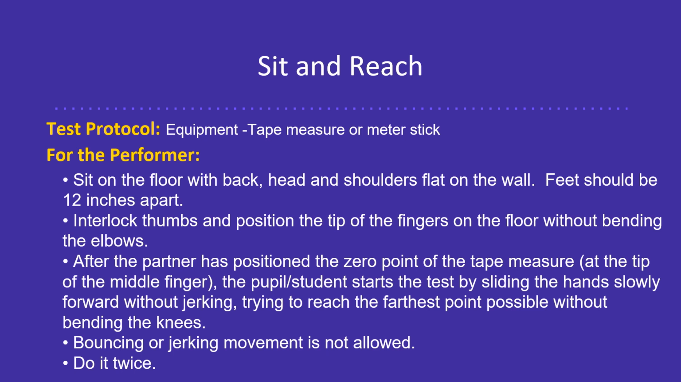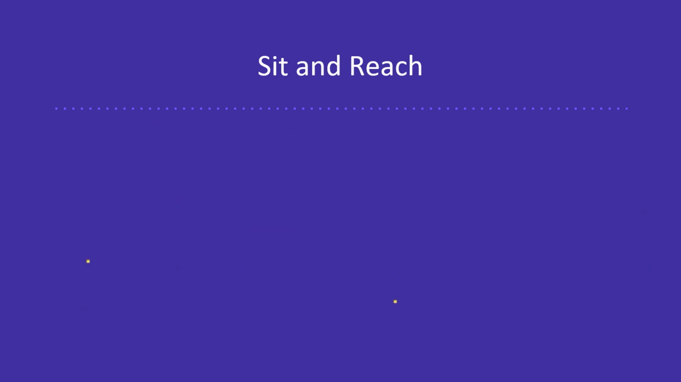After the partner has positioned the 0 point of the tape measure at the tip of the middle finger, the pupil or student starts the test by sliding the hands slowly forward without jerking, trying to reach the farthest point possible without bending the knees. Bouncing or jerking movement is not allowed. Do it twice.